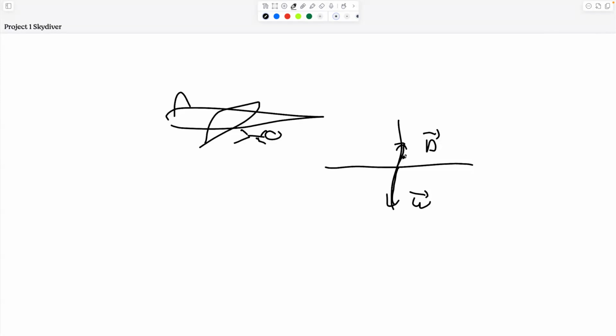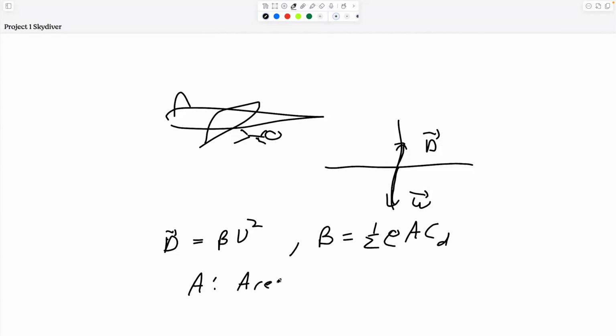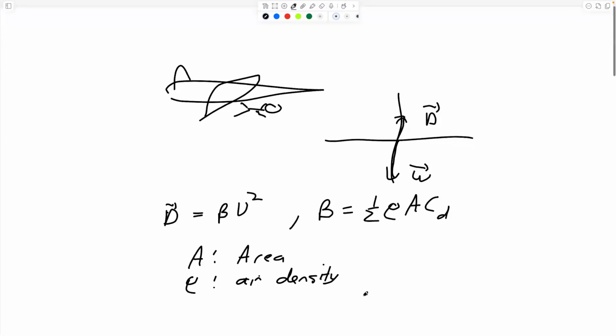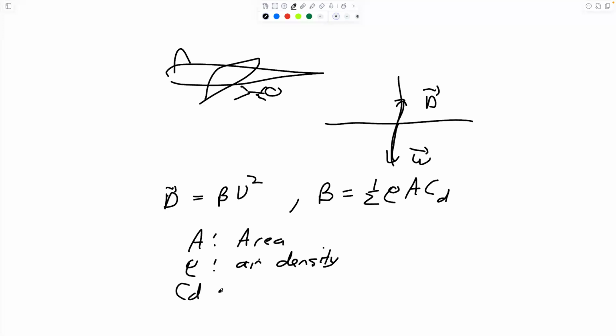So we've got weight pushing down, some drag force pushing up, and that drag force is some drag coefficient times v squared, where beta is 1/2 rho A times some CD. A here is the cross-sectional area of your skydiver. Rho is air density. You're going to explain all of this to your audience in your paper and in your presentation. And CD is the drag coefficient.